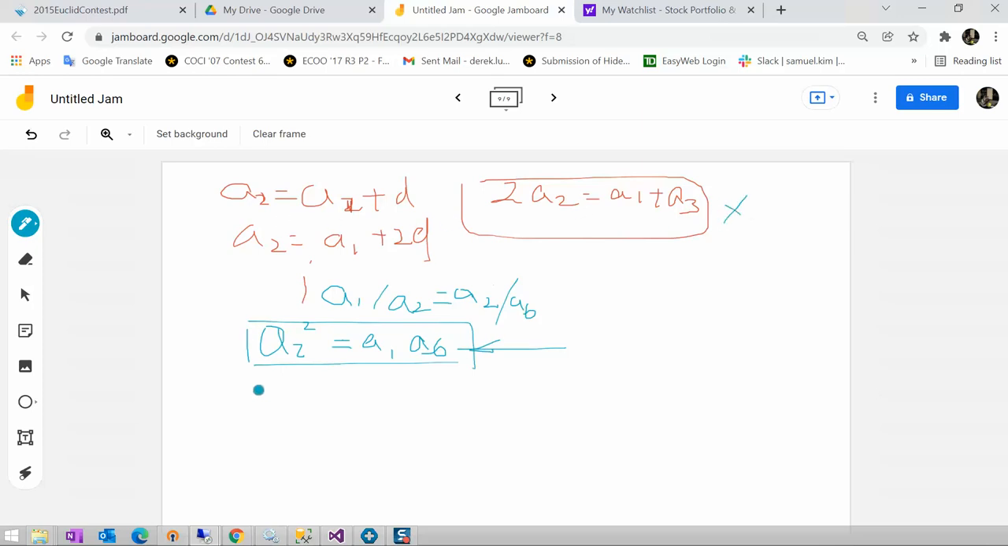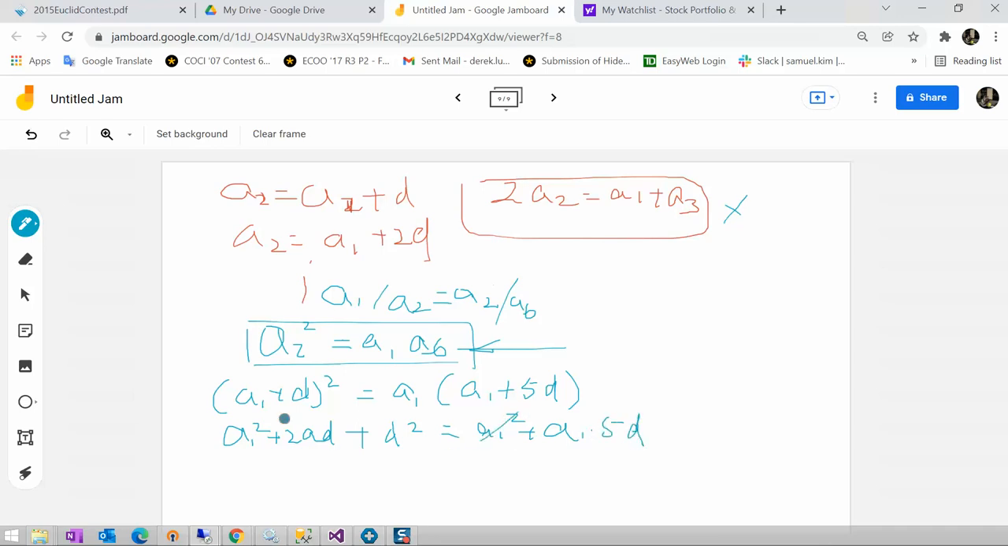We're using this one. So A2 will be A1 plus D, squared, right? And A6 is A1 plus 5D. Then we expand that: A1 squared plus 2A1D plus D squared equals A1 squared plus A1 times 5D. Here we find A1 squared cancels out, and this one moves over. Therefore D squared equals 3A1D.